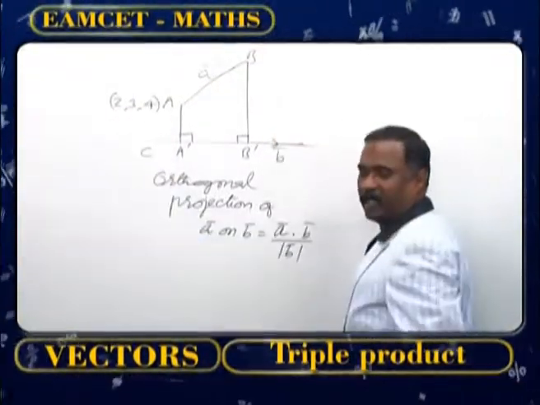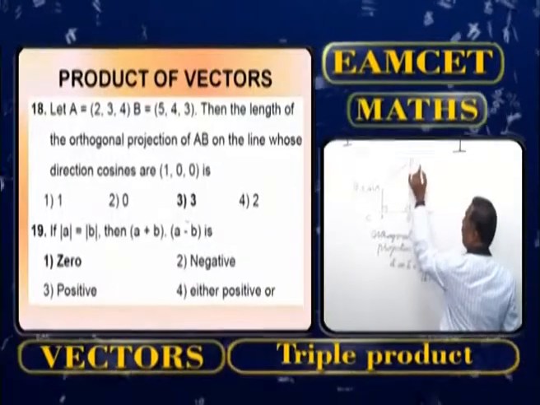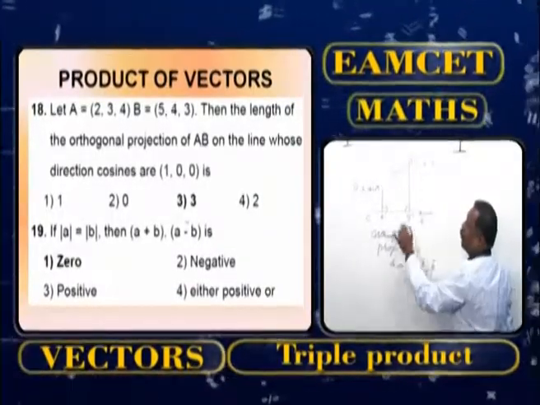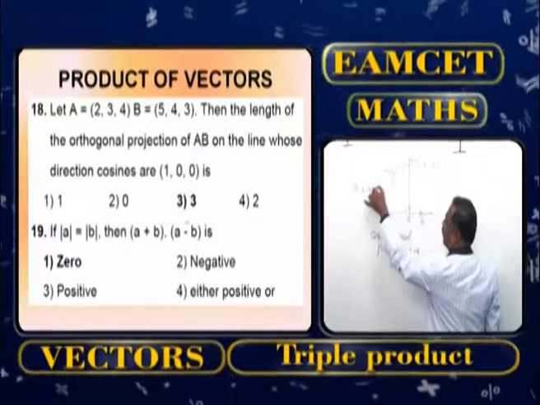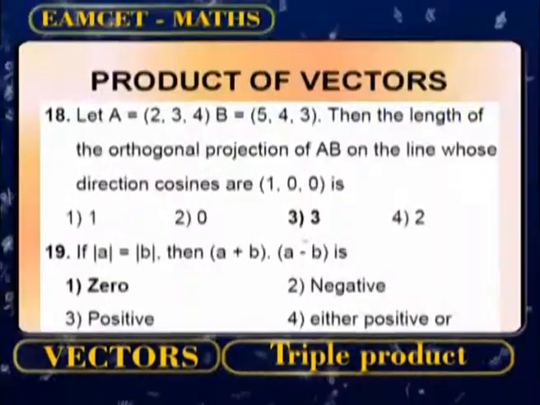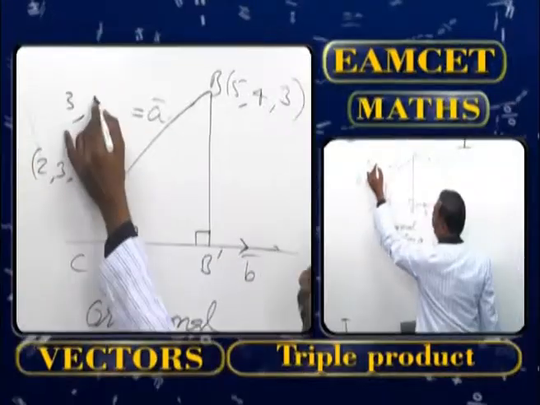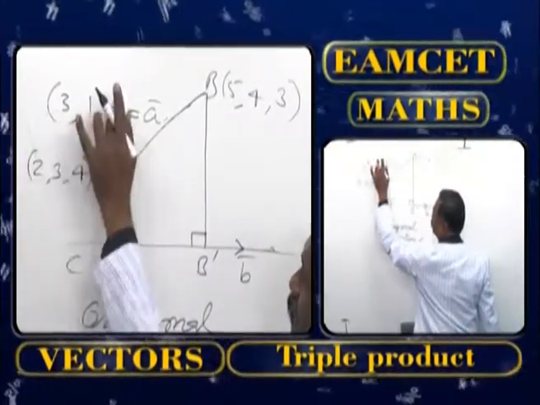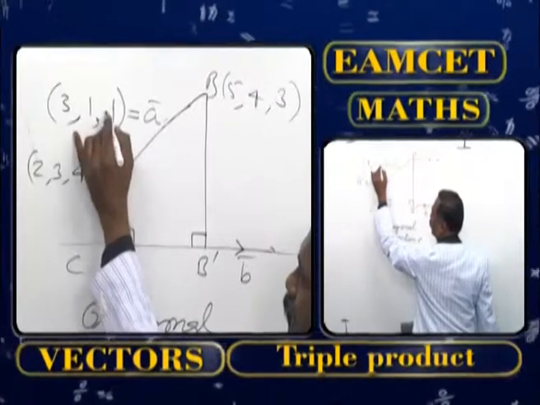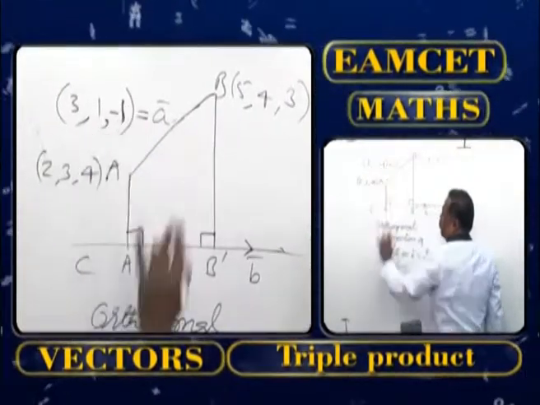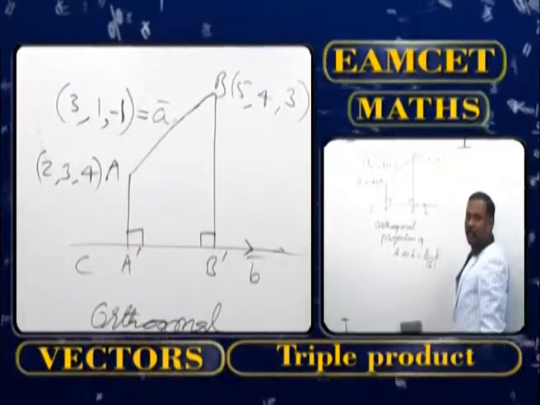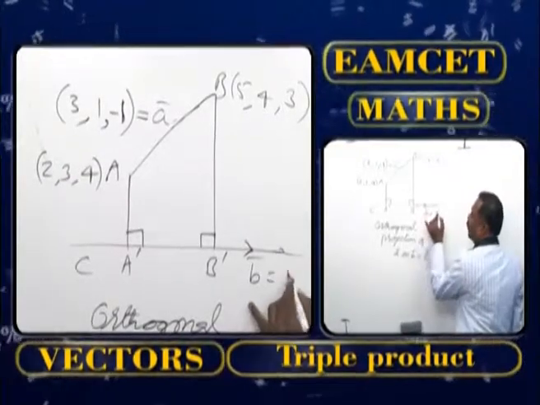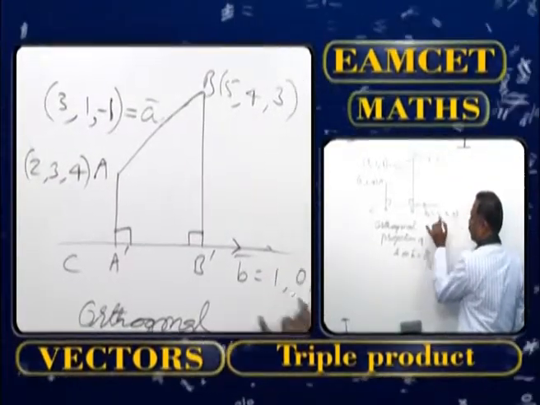What is B there? 5, 4, 3. What is A bar in this case? OB minus OA. 5 minus 2, 3. 4 minus 3, 1. 3 minus 4, minus 1. This is A bar you have got. What is B bar given? It is clear. 1, 0, 0.